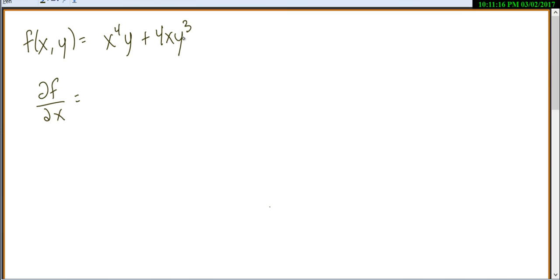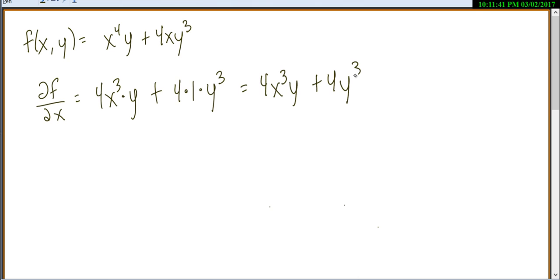This means take your derivatives like normal, but y is just a constant, so we don't really care about y. We only care about x. So the derivative of x to the fourth would be 4x cubed, and we still keep it times y, just like we would if it was any other number. And for 4xy cubed, it would be 4 times the derivative of x, which is 1, times again we keep that y cubed there because it's just a constant. So just 4x cubed y plus 4y cubed.